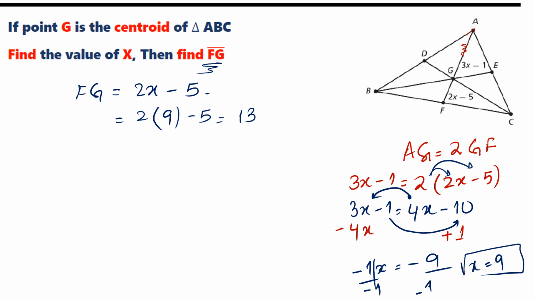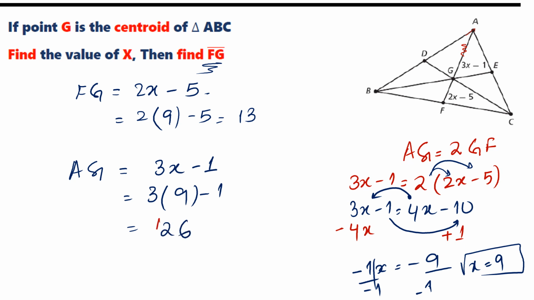Let's check the AG also, although it is not asked in the question, but you can check whether your working is correct or not. So AG basically is 3x minus 1. Substitute x by 9, minus 1. 3 times 9 is 27. 27 minus 1 is 26. So you can see that this AG is twice the FG. That is, 26 equals to 2 times 13. Right? Next question.